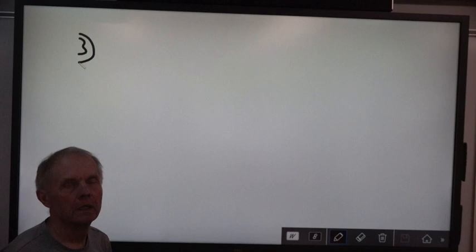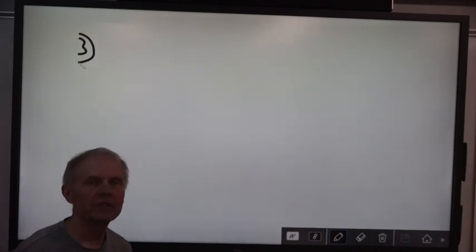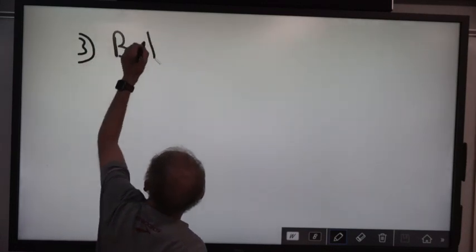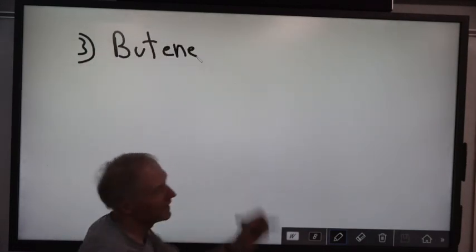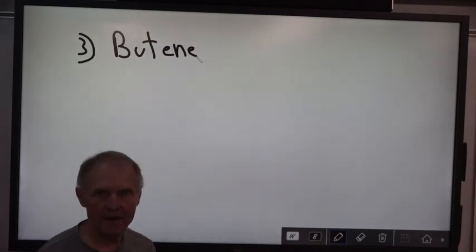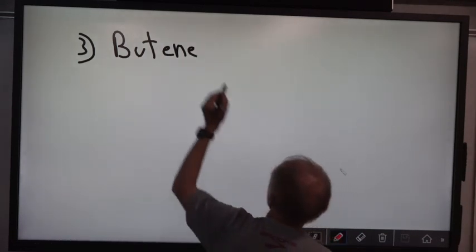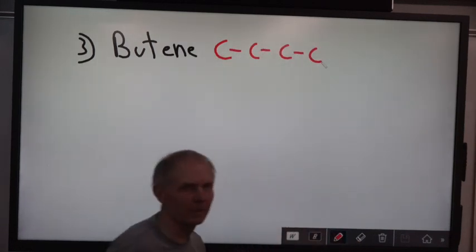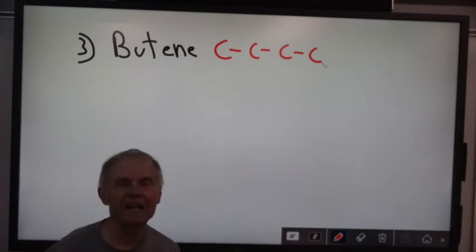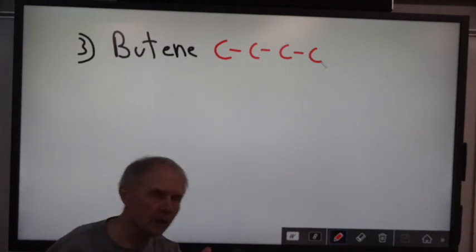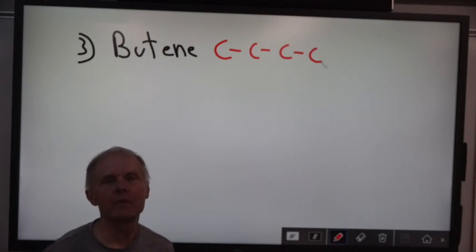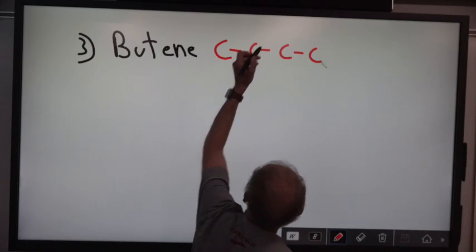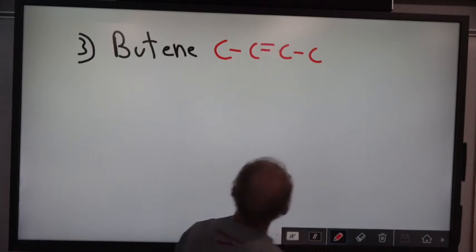Number 3 has 4 carbons, and the prefix for 4 is but-, so it's butene. Now we have 4 carbons. Remember, it's an alkene, so we have to put that double bond somewhere. You can put it anywhere. We will learn how to name them a little bit later on. So let's just put it right here. So there's our double bond.